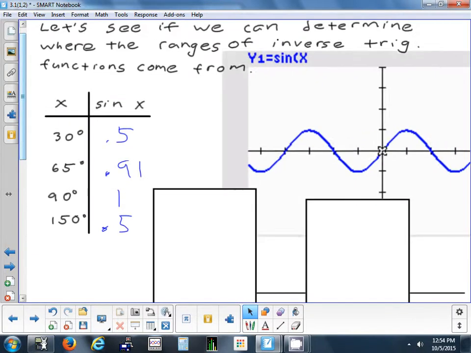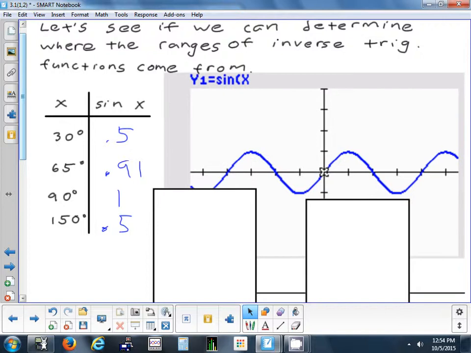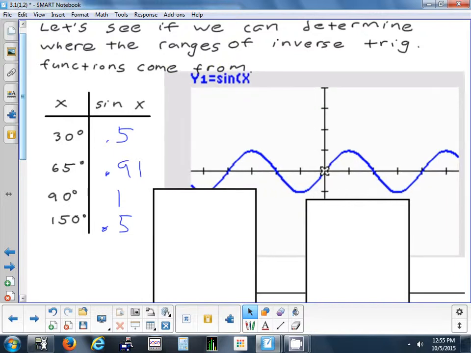How many people have seen the picture of sine before? Anyone ever seen that? That's what sine looks like if you graph it on the calculator. It's not a straight line. It's not a parabola. It's got this wave to it. And if you take a horizontal line and draw it through, would it hit this graph more than once? Yeah. That's why we're getting more than one answer.